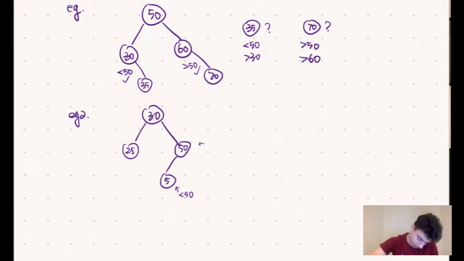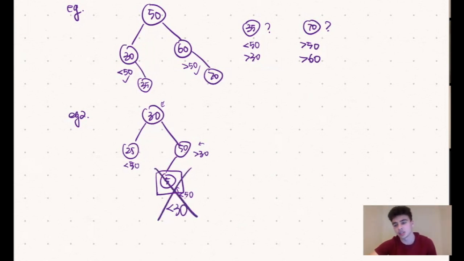Now let's take a look at 30. Every node in the left subtree of 30 must be smaller than 30. The left subtree of 30 contains only 25, so this maintains the binary search tree property. And every node in the right subtree of 30 must be greater than 30. In the right subtree of 30, we have 50, which is perfectly fine. But in the right subtree of 30, we also have 5. Now 5 is less than 30, but exists in the right subtree. Therefore, we know that this is not a binary search tree.